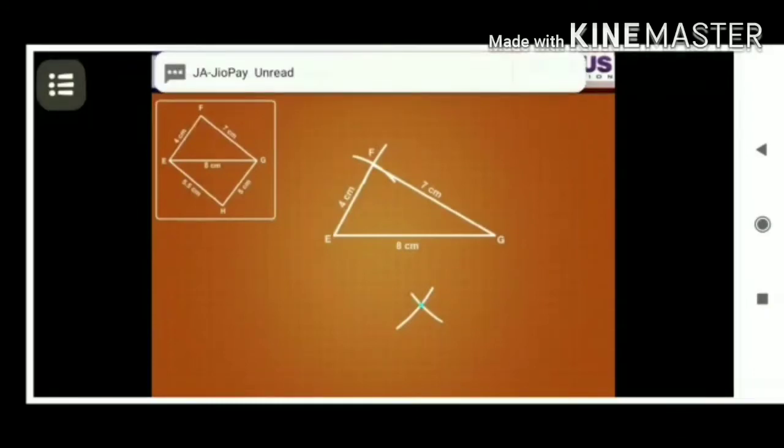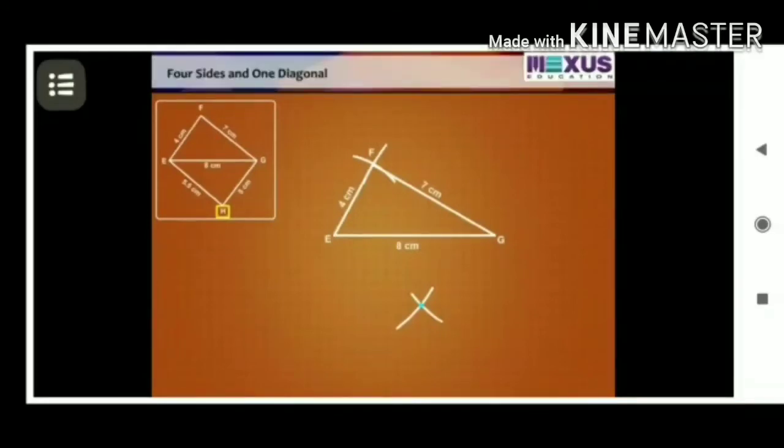Step 3. We know that H would be the point of intersection of the 2 arcs, as H should lie on both the arcs drawn. So mark it as H and join EH and GH to form a quadrilateral. Hence, EFGH is the required quadrilateral.